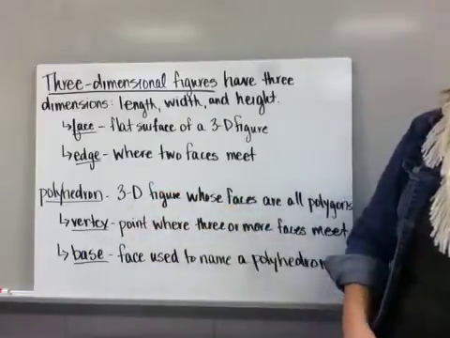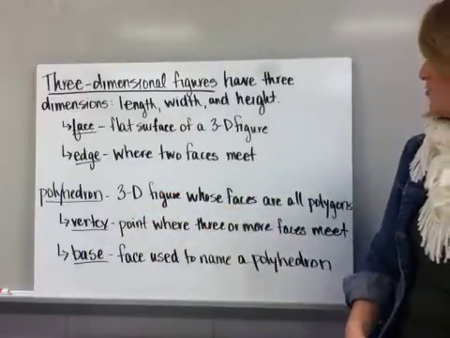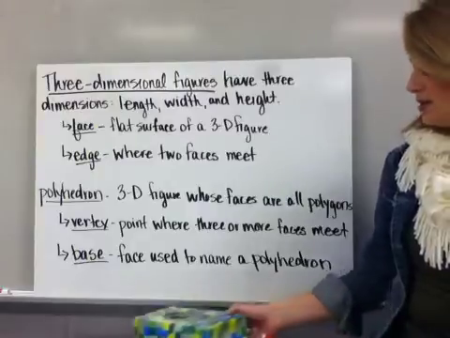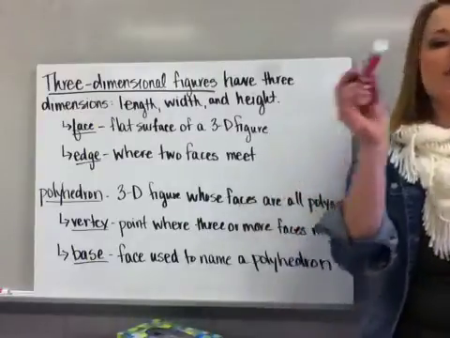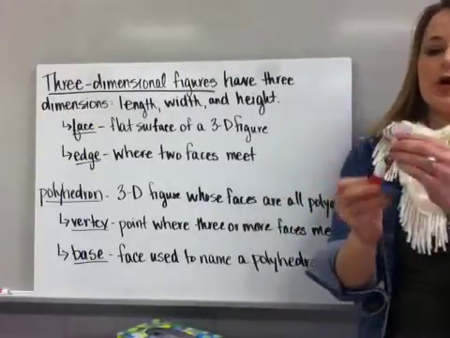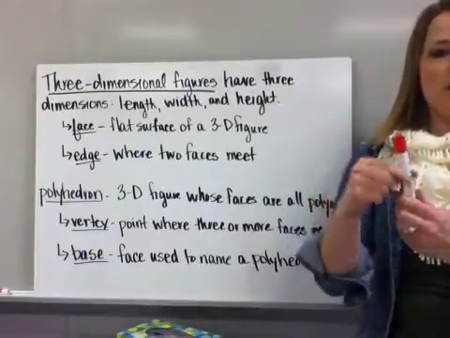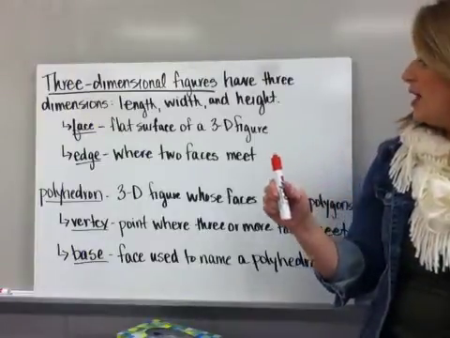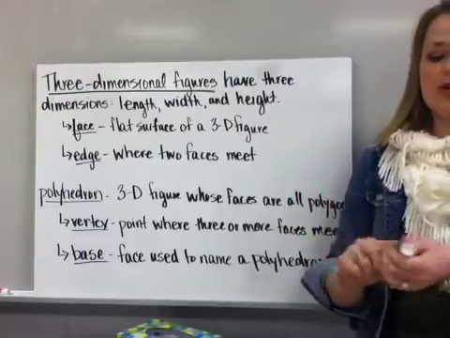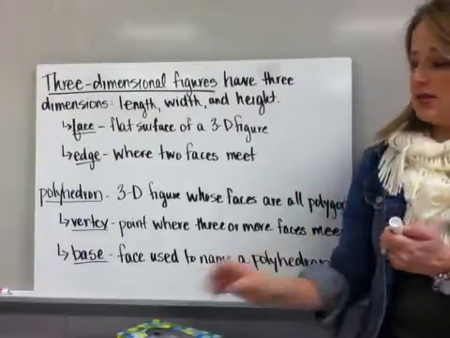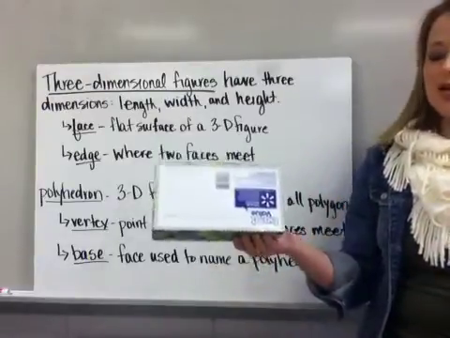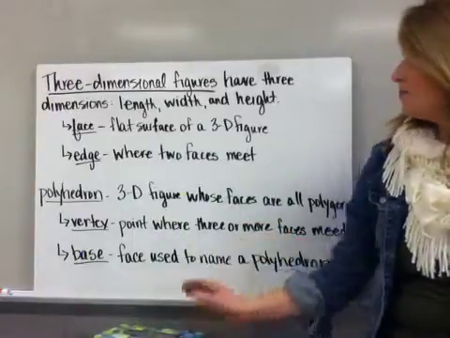A polyhedron is a 3D figure whose faces are all polygons. I'm going to contrast that with this marker. This marker here, let's pretend that all this is flattened off right here and it is a perfect cylinder. It would not be a polyhedron because it has a base that is a circle. The right rectangular prism would be a polyhedron.